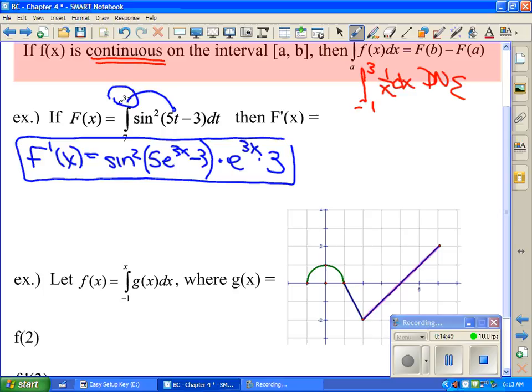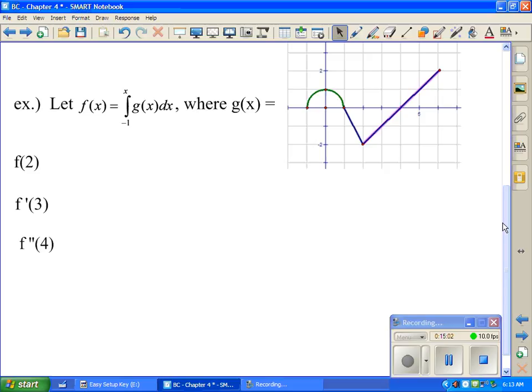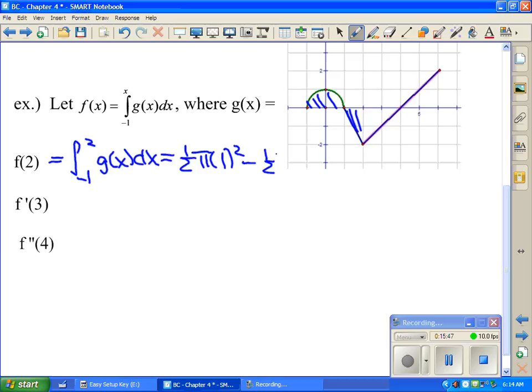Then the second thing we did with the fundamental theorem of calculus was use a graph to interpret our information. So here I have f of x representing the area between negative 1 and x of g of x, where g of x is the graph that I showed here. Basically, I have a semicircle and two straight lines put together. So f of 2 would equal the integral from negative 1 to 2 of g of x dx. But an integral, if you recall, represents the area between the function and the x-axis. So between negative 1 and 1, I need to use a semicircle: one half pi, 1 squared. And then between 1 and 2, I'm going to use this triangle here. Since it's underneath the x-axis, I have to represent that with negative area, so negative one half base times height. Those two together give you pi over 2 minus 1, which represents the value of f of 2.